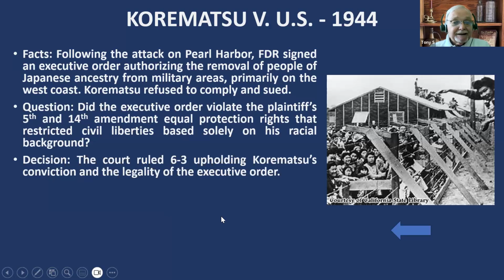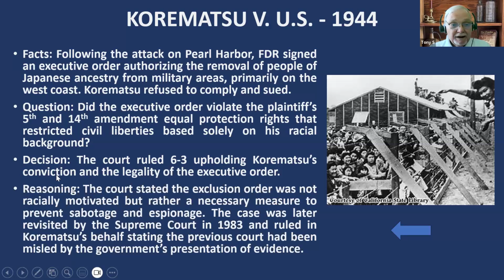And the court came back 6-3. And folks, this was the court that basically had ushered in most of the social rulings of the 1930s and early 40s. This was not a conservative court. They ruled 6-3, upholding Korematsu's conviction and the legality of the executive order. They said that the exclusionary order was not racially motivated, but rather a necessary measure to prevent sabotage and espionage.